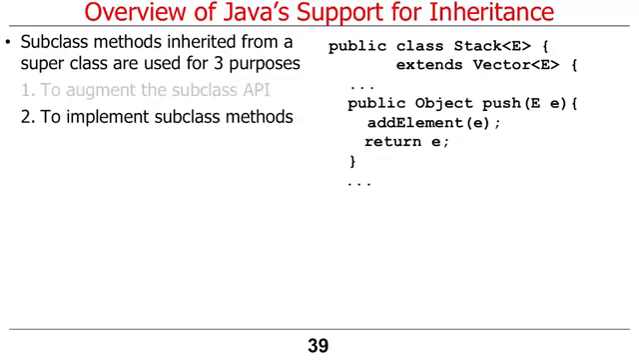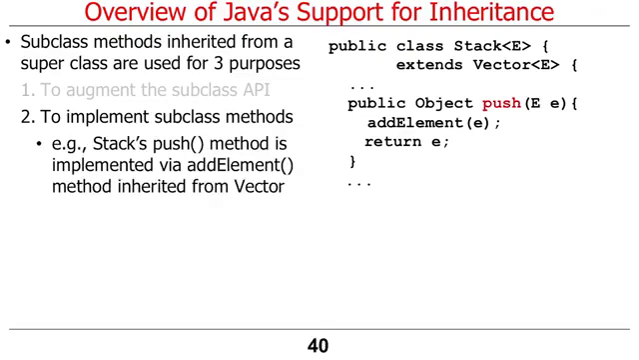The second purpose of inheritance is to use methods defined in the superclass to implement subclass methods. For example, the stack's push method is implemented by the addElement method inherited from vector, which is yet another example of systematic reuse that's enabled by inheritance.